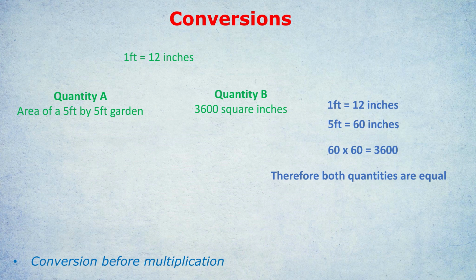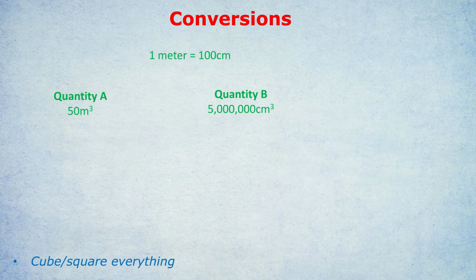So let's get straight onto that. This is going to be showcasing that difference between a length conversion, an area conversion, and a volume conversion. So this time we're dealing with metric units. 1 meter equals 100 centimeters. What's bigger, quantity A, 50 cubic meters, or quantity B, 5 million cubic centimeters?